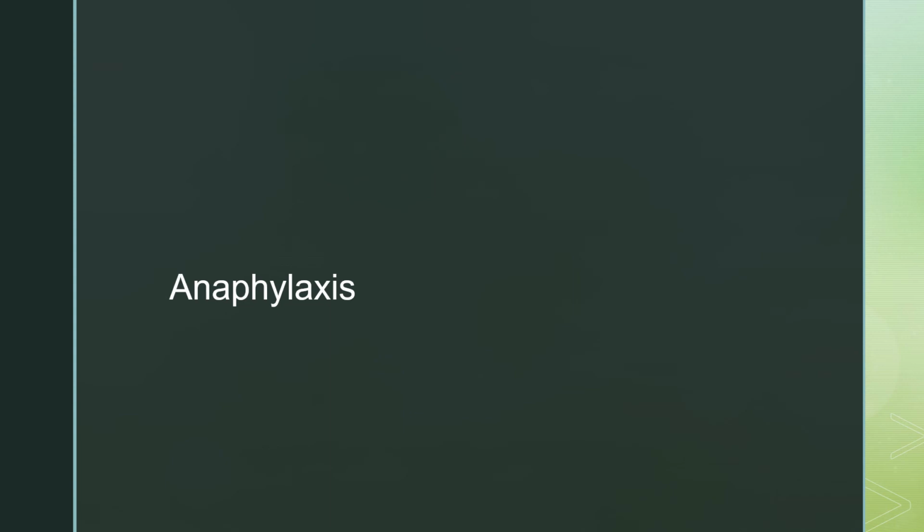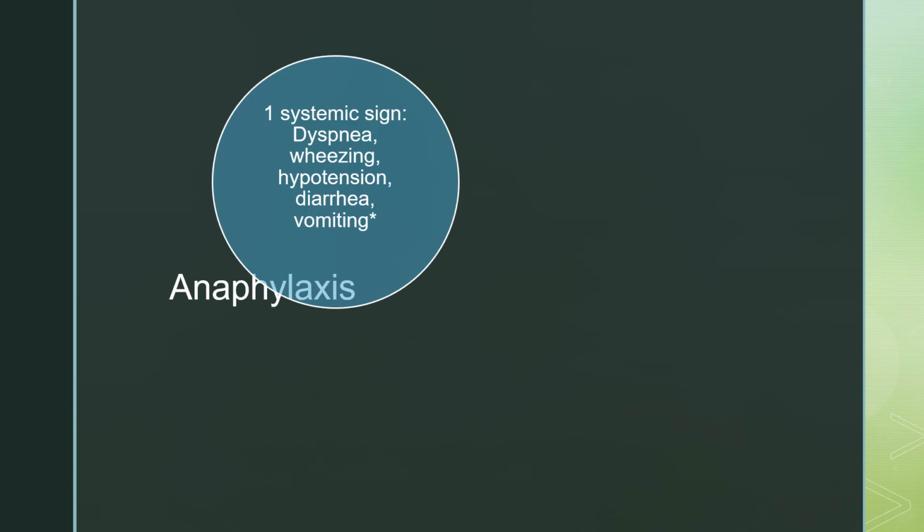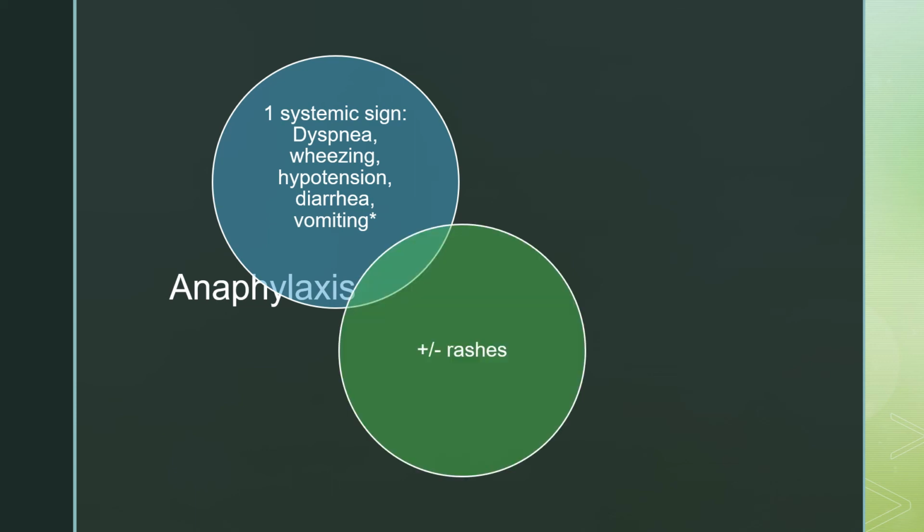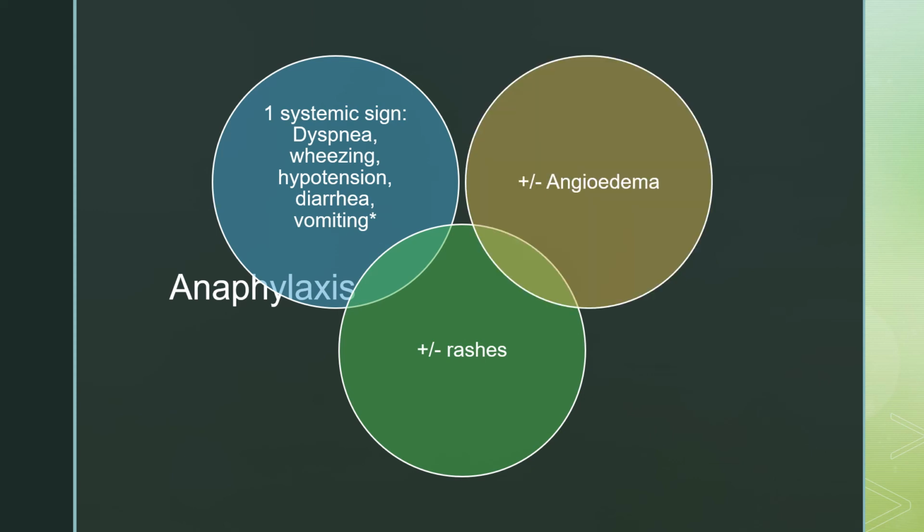Simple allergies will usually present as rashes only, whereas anaphylaxis will present with at least one of the following systemic signs: dyspnea, wheezing, hypotension, diarrhea, and vomiting, plus or minus rashes and or angioedema. However, you have to bear in mind that vomiting may be a side effect of chemotherapy. So vomiting alone may not be sufficient for you to call it anaphylaxis.